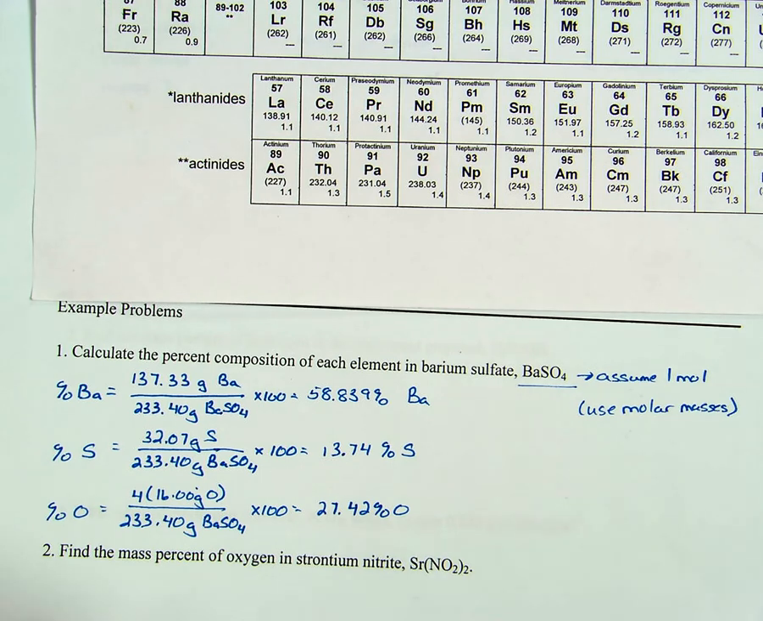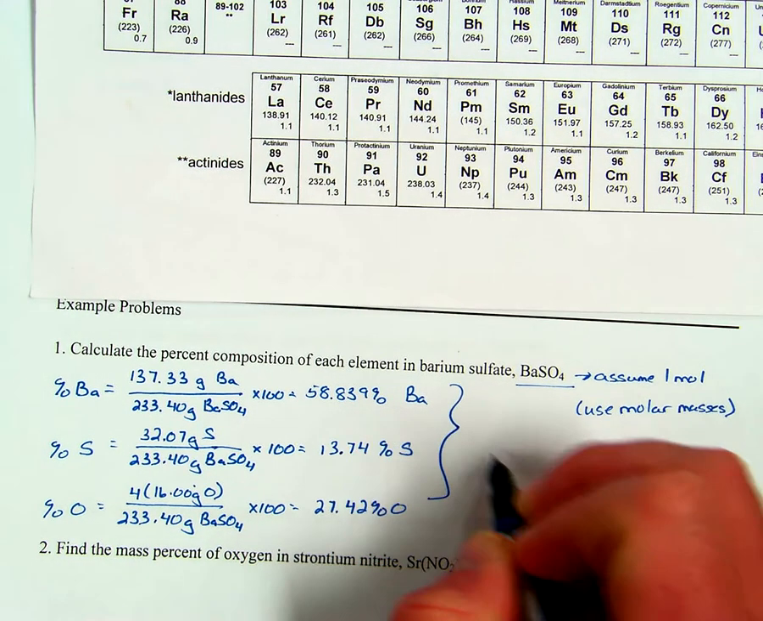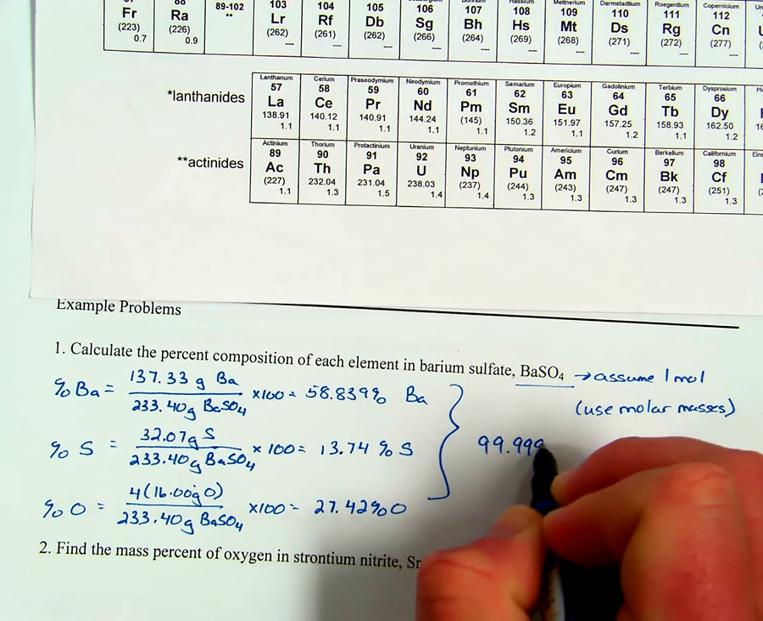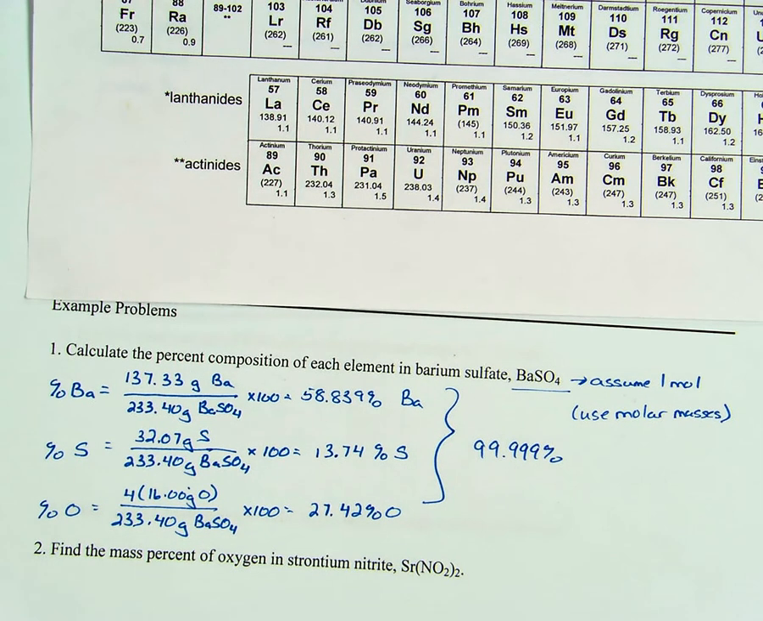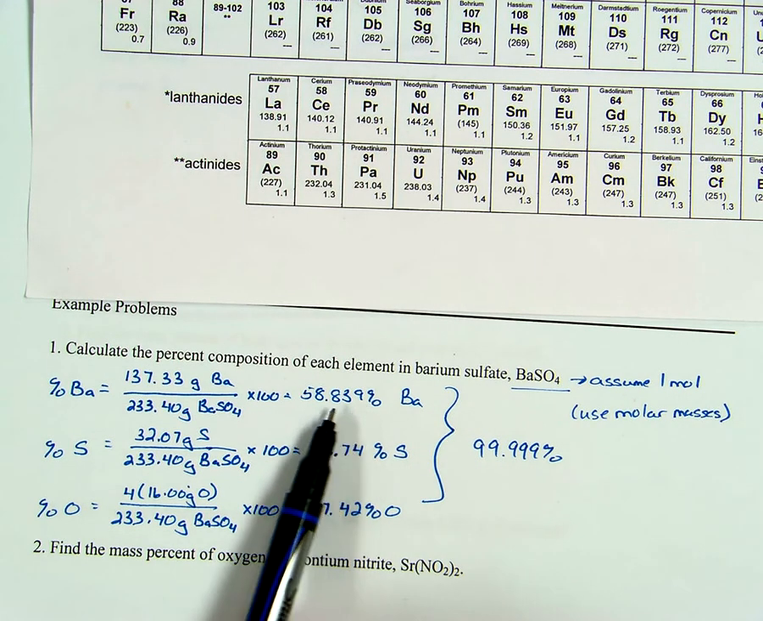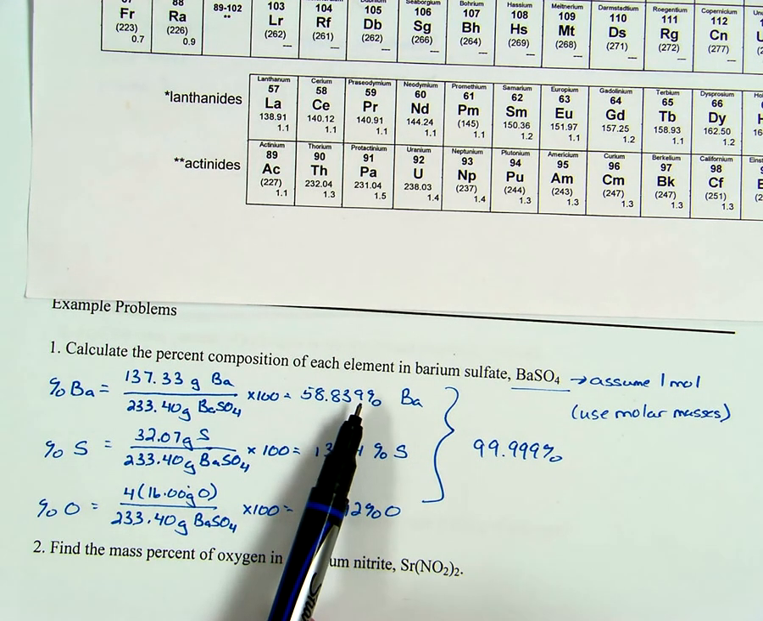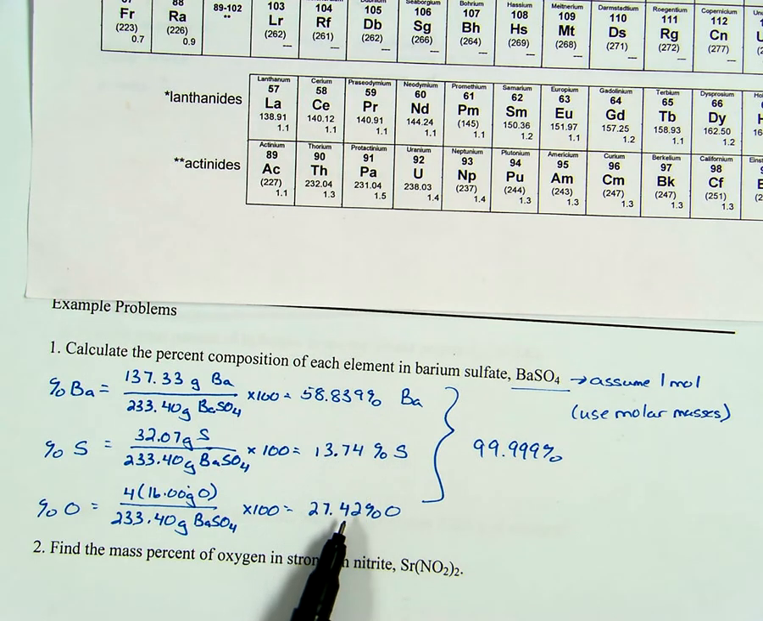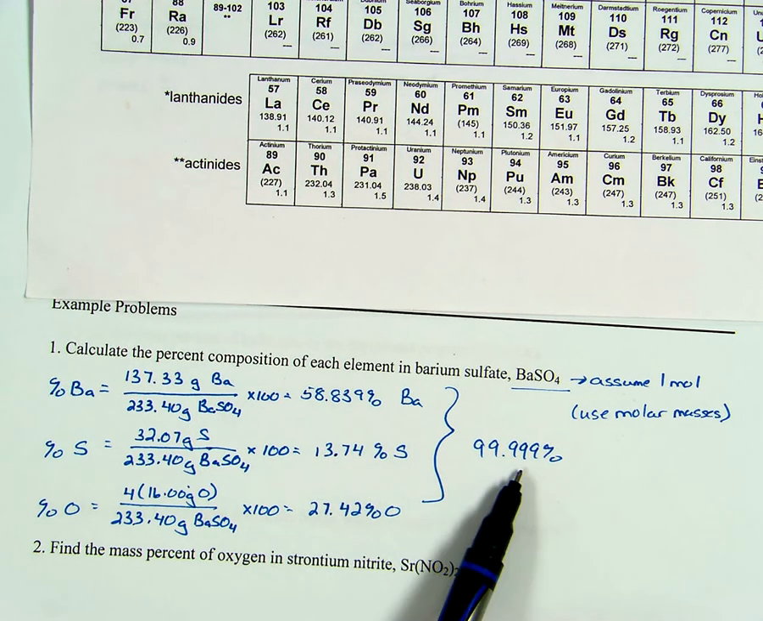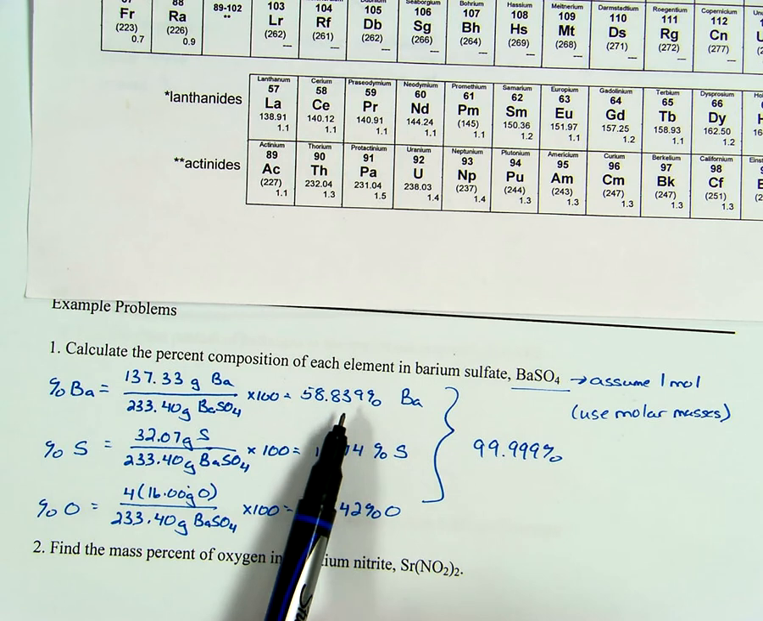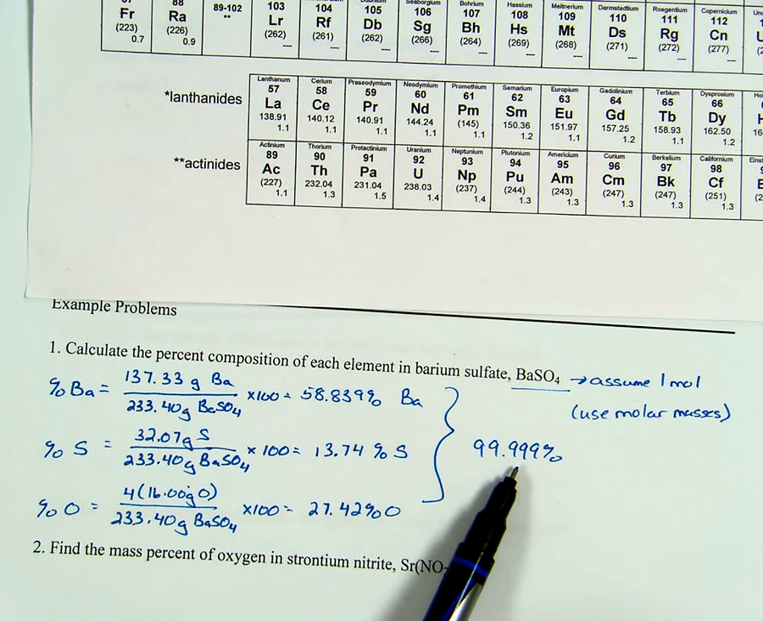So if you add all these up, I get 99.999%. Well, it doesn't add to 100, so maybe I made a mistake. Well, not necessarily. You'll notice here that because of sig figs, the percentage of the barium went to 3 decimal places, and these only went to 2. So in that situation, a lot of times you won't get exactly 100. If I were to round that to 2 decimal places, this would in fact be exactly 100. So I most likely did it correctly. All right, let's take a look at the next problem.